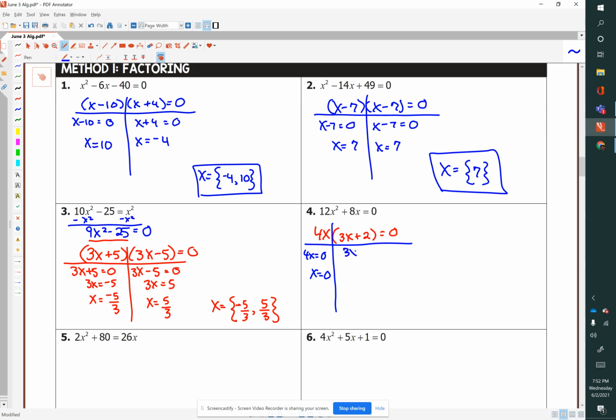And then 3x plus 2 equals 0. We move 2 to the other side. 3x equals negative 2. And x equals negative 2 divided by 3. So our answer set, x equals negative 2 divided by 3, or 0.